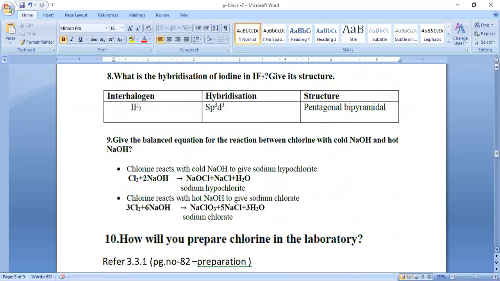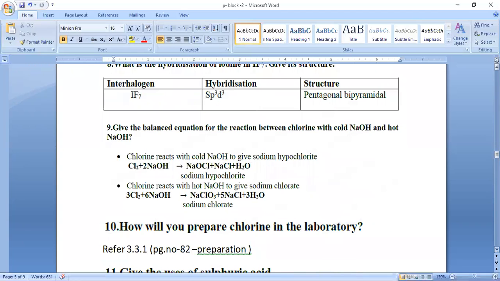Give the balanced equation for the reaction of chlorine with cold NaOH and hot NaOH. When chlorine reacts with cold NaOH, it gives NaOCl plus NaCl plus H2O. NaOCl is sodium hypochlorite. When chlorine reacts with hot NaOH, it gives sodium chlorate. The formula for sodium chlorate is NaClO3.